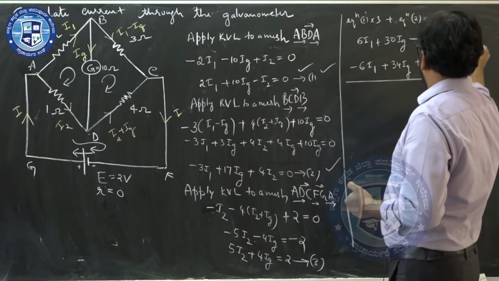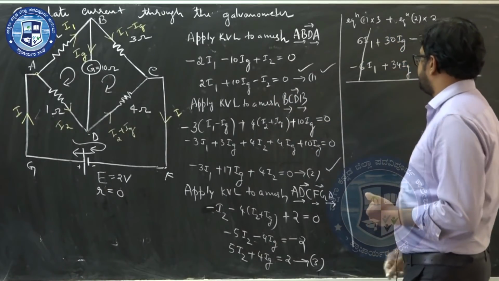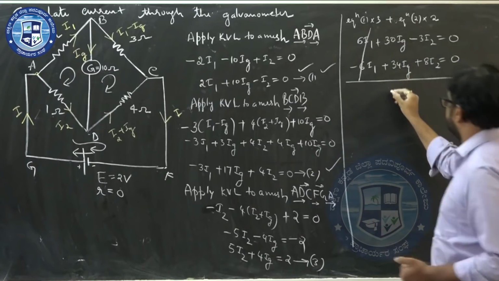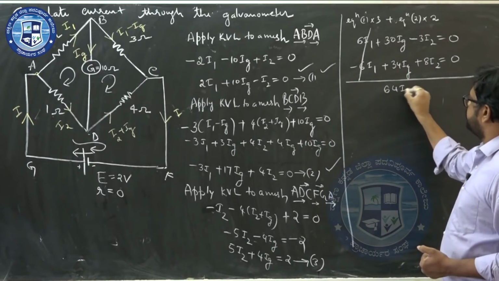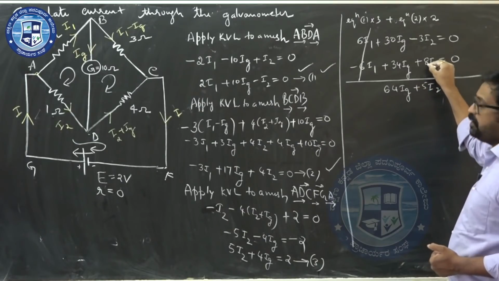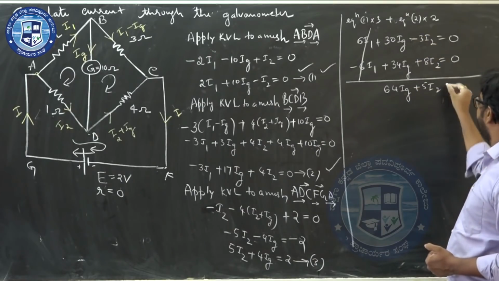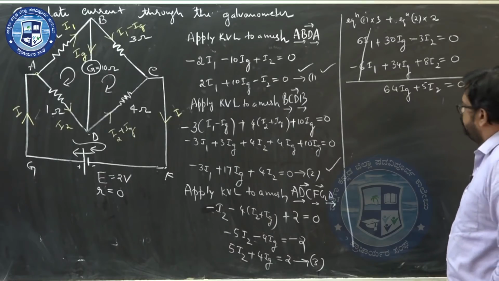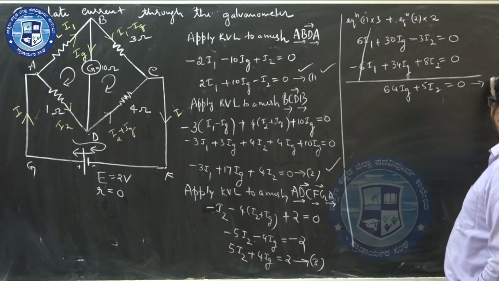So, now I am adding the equations. Can I cancel this? What are you left with? This will be 64 Ig, correct? And this will be plus 5 I2 because 8 minus 3 will be plus 5, is equal to 0. Shall I take this as equation number 4?